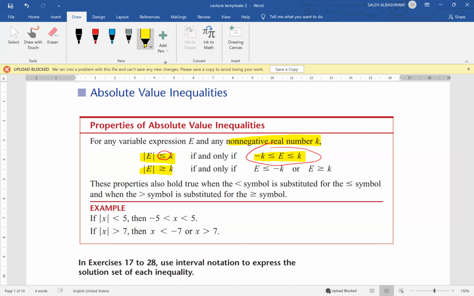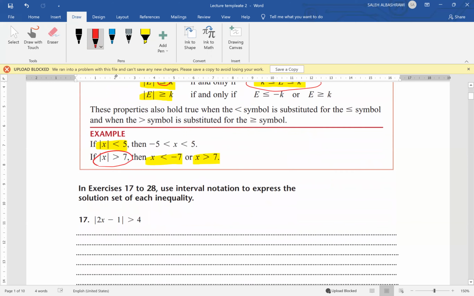For example, if we have the absolute value of X less than 5, it means X will be between minus 5 and 5. And if the absolute value of X is greater than 7, then X is less than the negative 7 or X is greater than the positive 7. Let's apply this for different examples.